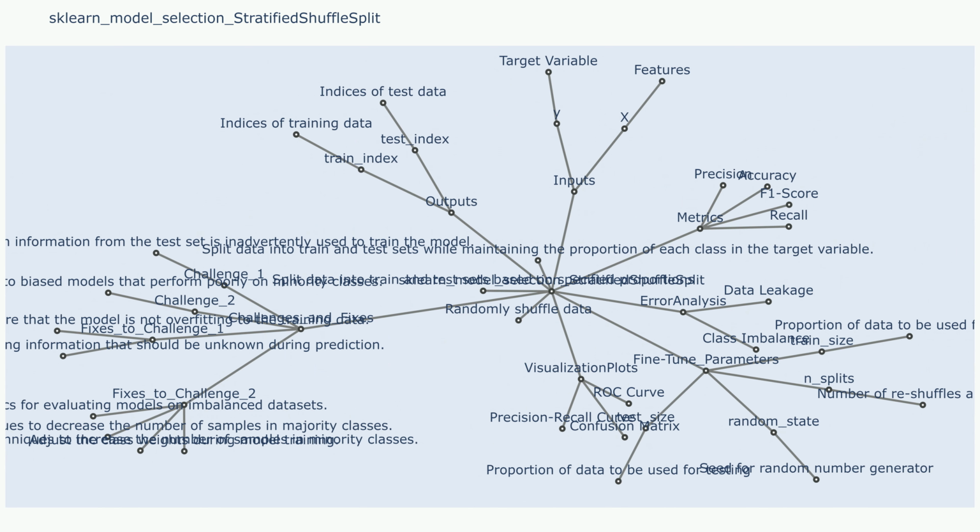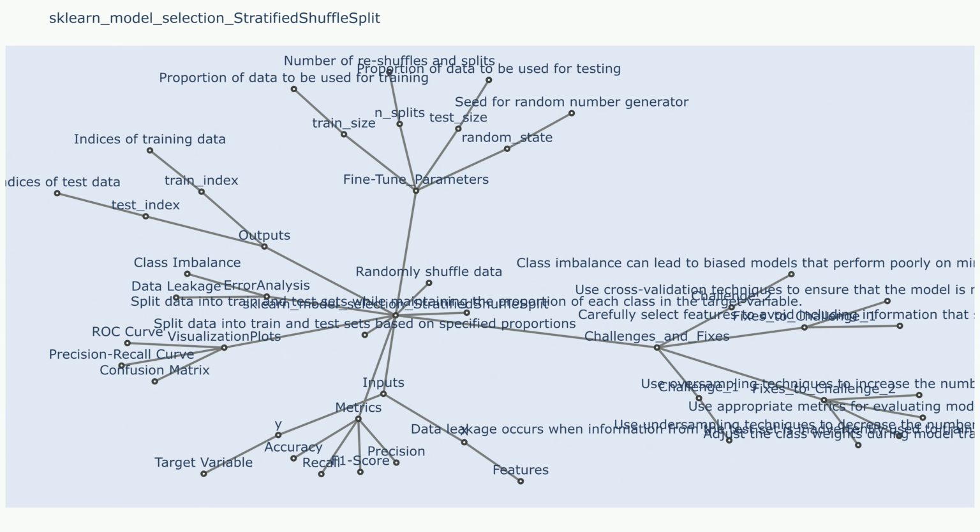Precision measures the proportion of correctly predicted positive instances out of all instances predicted as positive. Recall measures the proportion of correctly predicted positive instances out of all actual positive instances. F1 score: the harmonic mean of precision and recall, providing a balanced measure of both metrics.